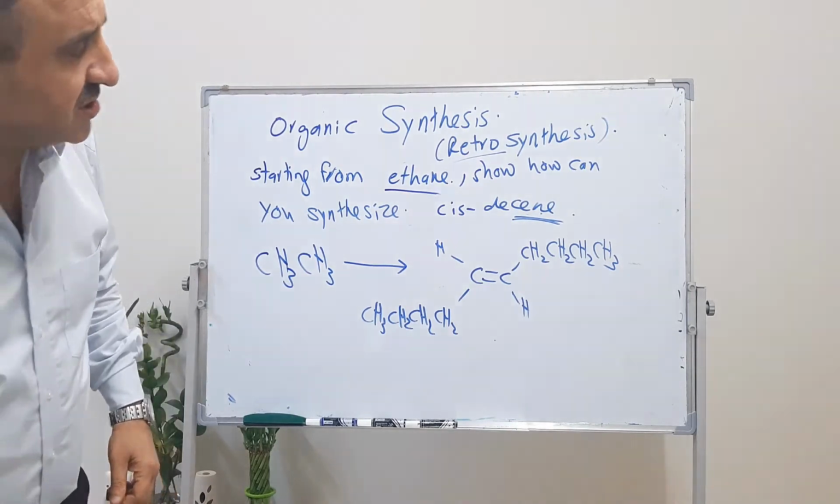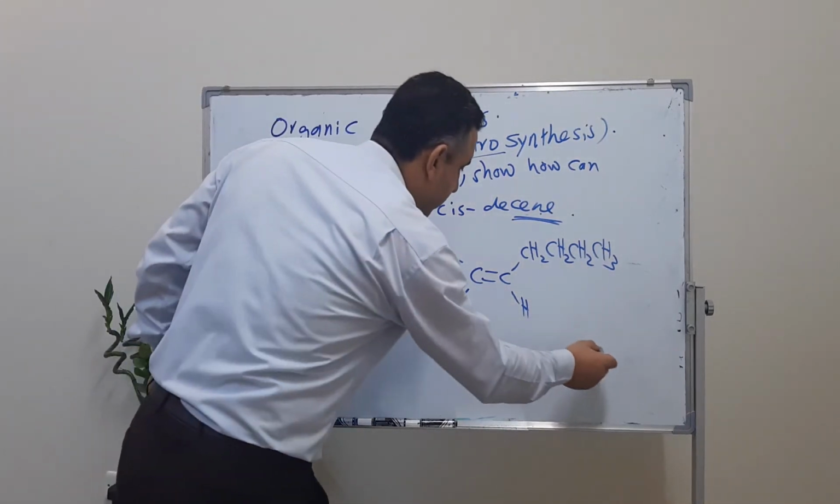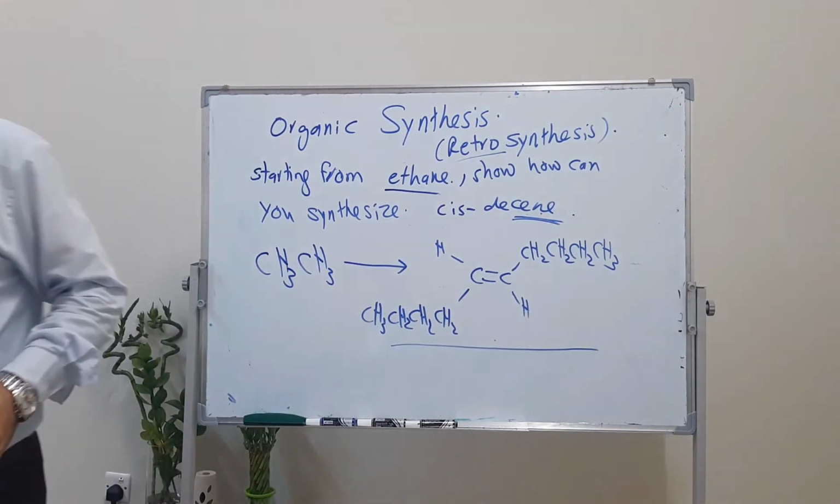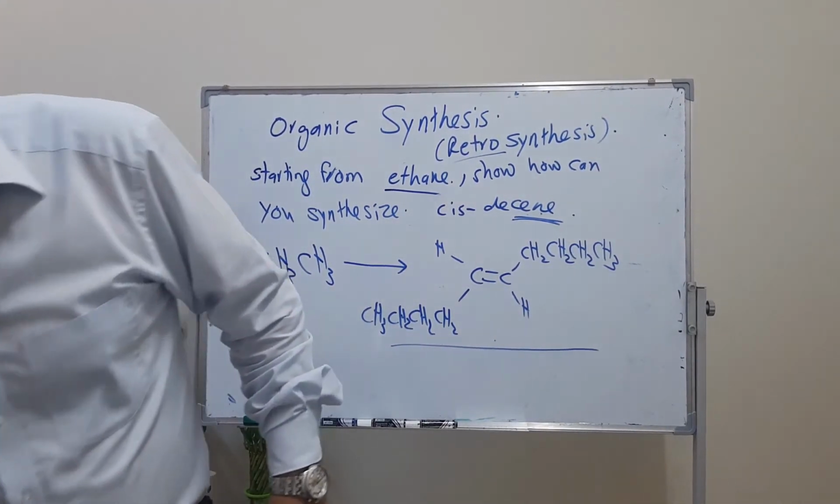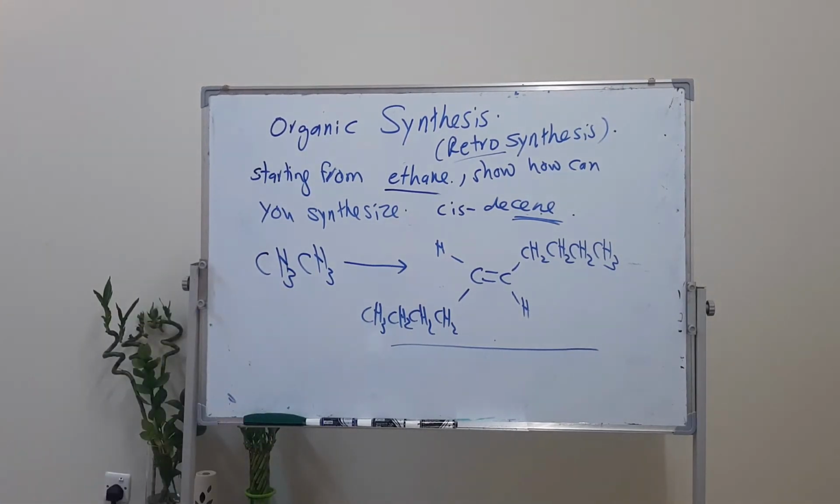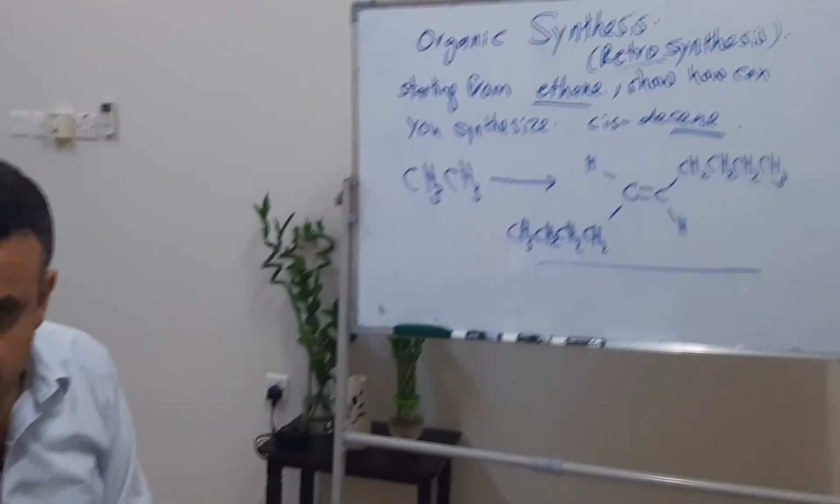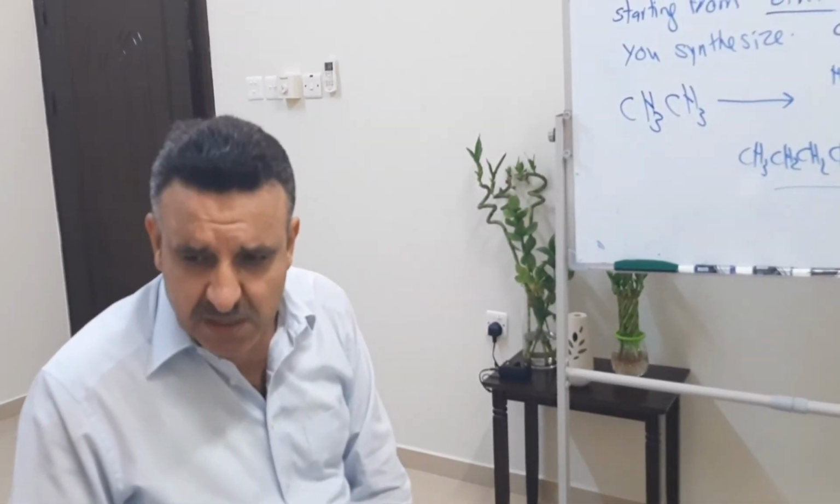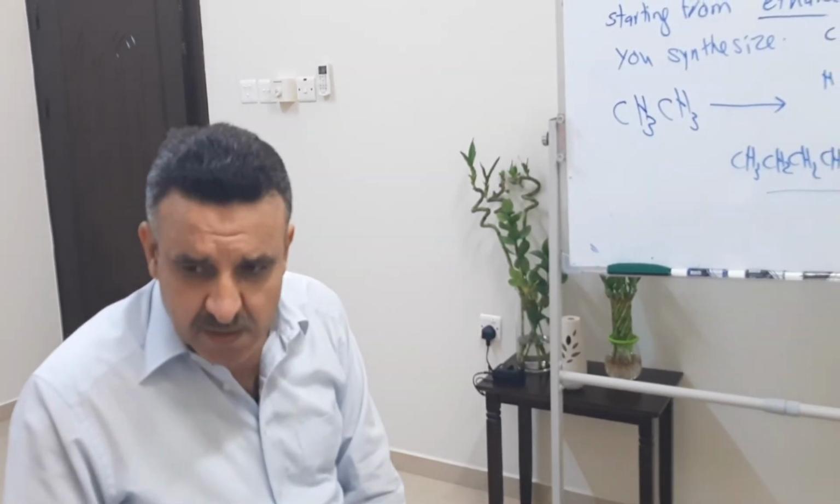What's the meaning of retrosynthesis? We start with the product. Here, what's the product? Analyze the product. What do you have here? How do we classify the product? What's the class of the product? It is an alkene, right? Yes. And what's the stereochemistry of the product? It is what? Cis.